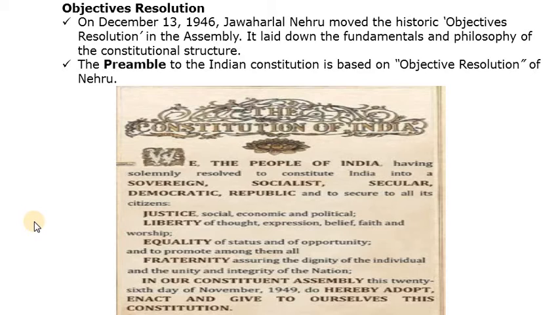The objectives of the resolution for the making of the Constitution of India. On December 13, 1946, Jawaharlal Nehru moved the historic Objectives Resolution in the Assembly. It laid down the fundamentals and the philosophy of the constitutional structure. The preamble to the Indian Constitution is based on the Objectives Resolution of Nehru.